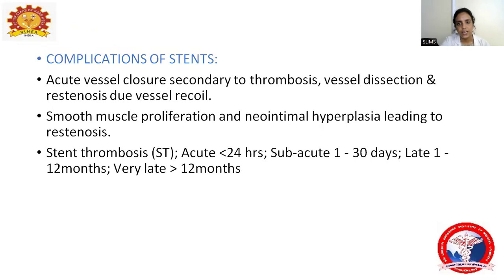Complications of the stent: acute vessel closure secondary to thrombosis, vessel dissection, and restenosis due to vessel recoil can occur. Smooth muscle proliferation and neointimal hyperplasia can lead to restenosis. Stent thrombosis can occur. If it occurs in less than 24 hours, it is acute. 1 to 30 days after placement of the stent, it is subacute. Less than a year, it is late. And more than 12 months, it is very late. So, the complications are acute vessel closure, smooth muscle proliferation, neointimal hyperplasia, and then stent thrombosis.